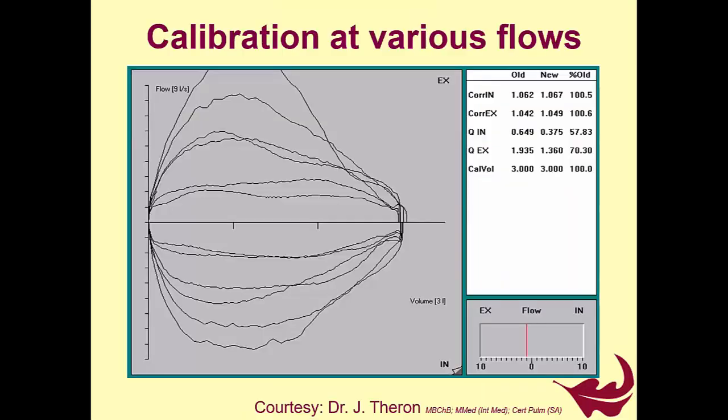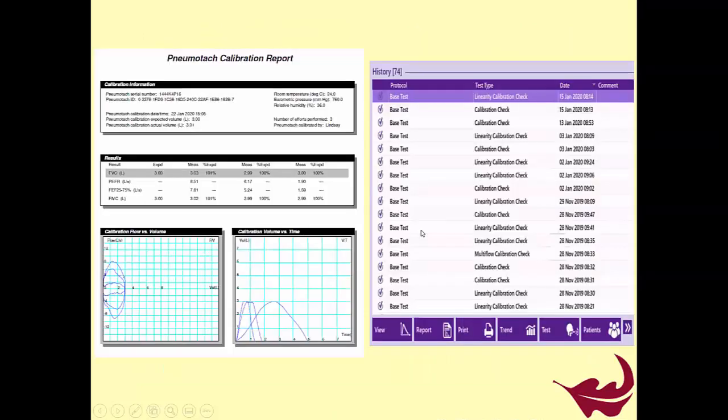So the calibration basically requires that you do the measurement with a 3-liter syringe at various flow rates. So fairly slow flows, as you can see here, inhalation and exhalation, and then faster, as well as some fast flows that you have, and then to look at the calibration of volume. And there is a requirement for the new machines, the spirometers, to actually be able to print a report.